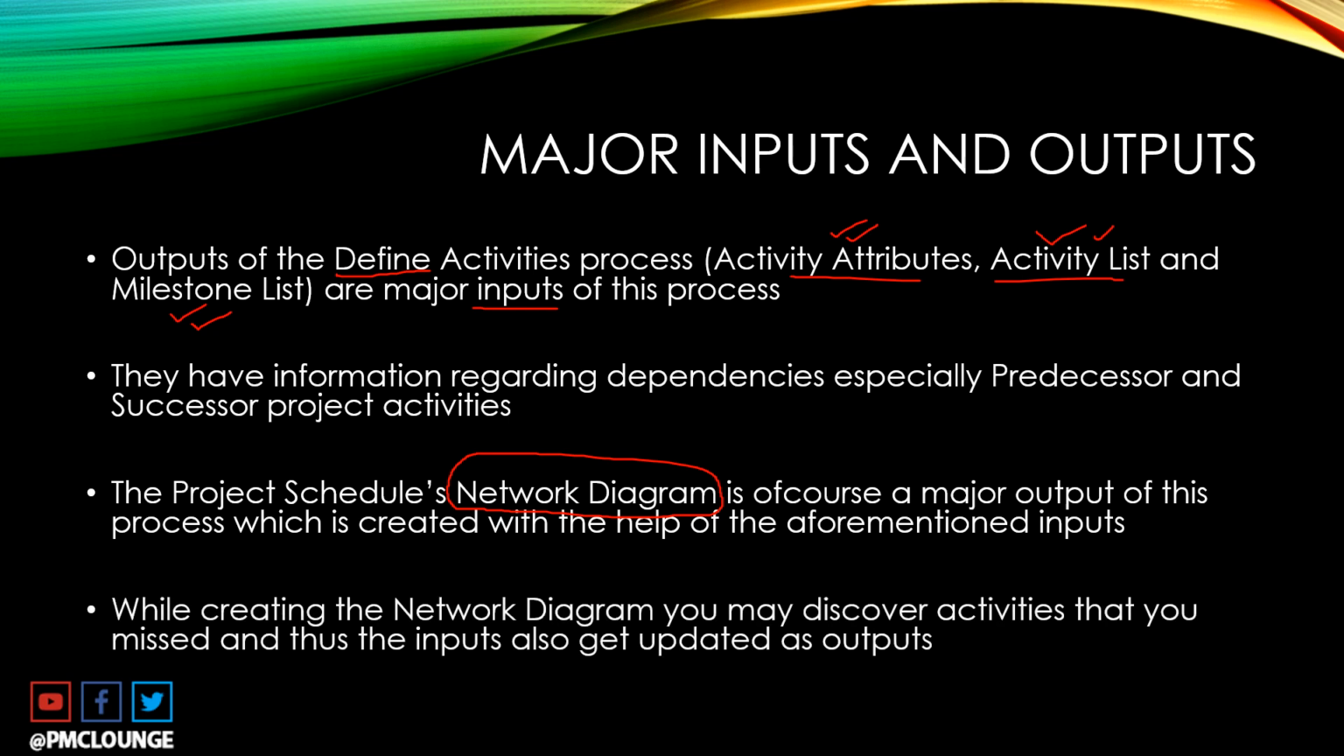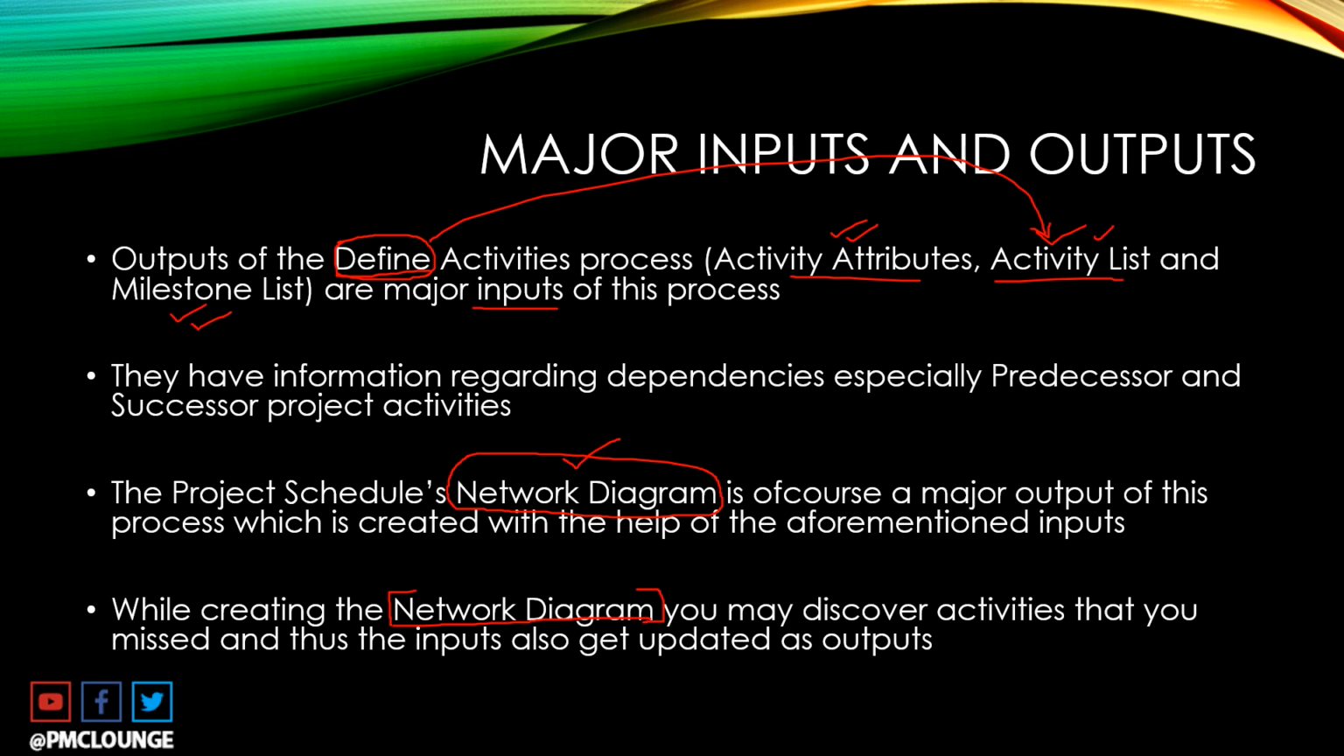Now, the other thing to note here is when you're creating the network diagram, the project team may realize that some of the activities were missed during the define activities process. So when we were doing the define activities process, we came up with the list of activities, but it is possible that we missed out some activities. And when you are drawing the network diagram, putting the dependencies in place, you realize that some of the activities were missed.